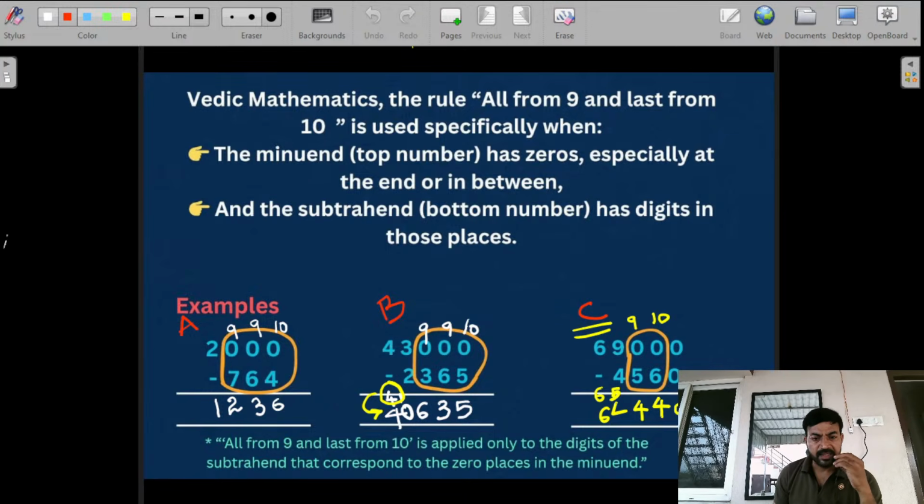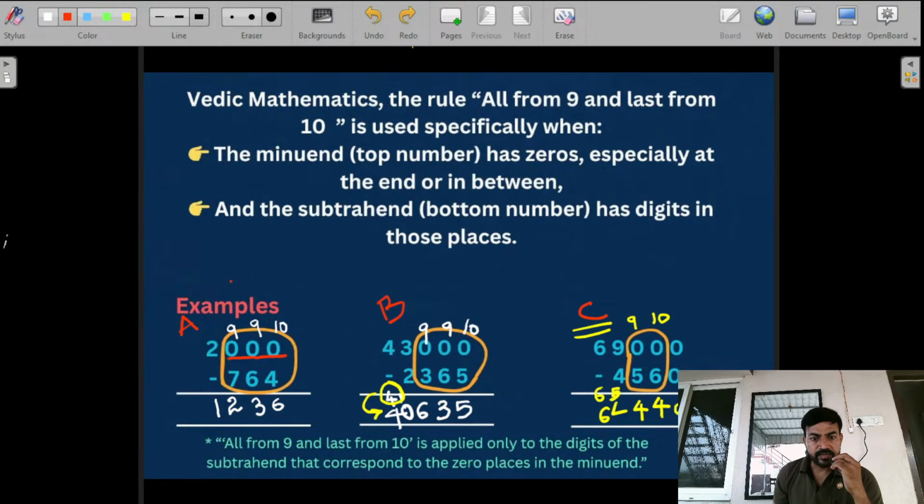We stopped yesterday here. According to Vedic maths, all from 9, last from 10. The all from 9, last from 10 concept has to be used when the minuend has zeros like this, and at the bottom of the zeros you have digits. So you have to use this in this area. I explained this clearly yesterday, but due to the mic problem I could not continue the class.